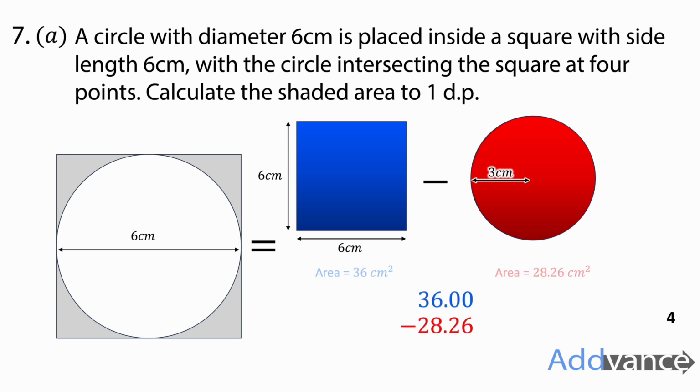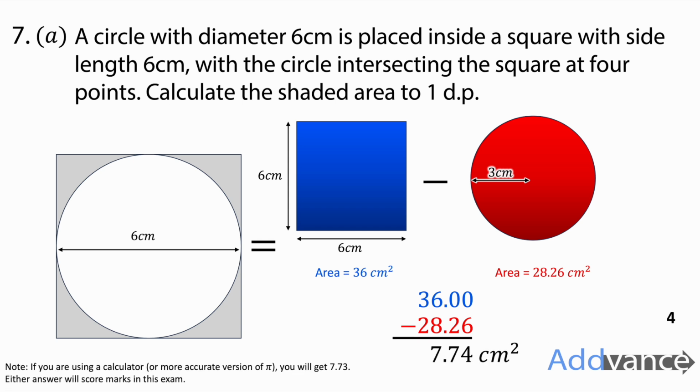We now just subtract 36 minus 28.26 using column subtraction, and we get 7.74 centimeters squared. If you were using a calculator, you would get something different, but this is a non-calculator exam. It's 7.74 centimeters squared.